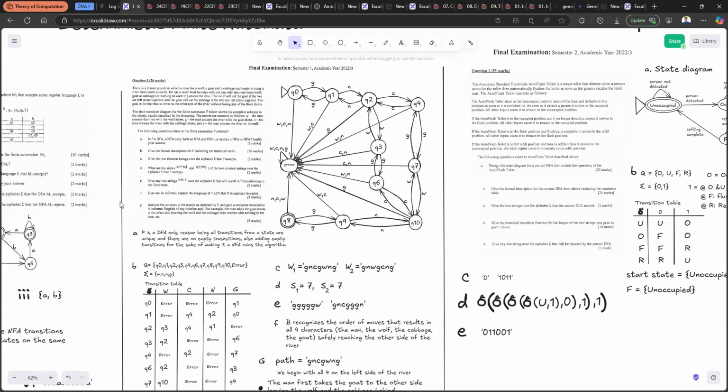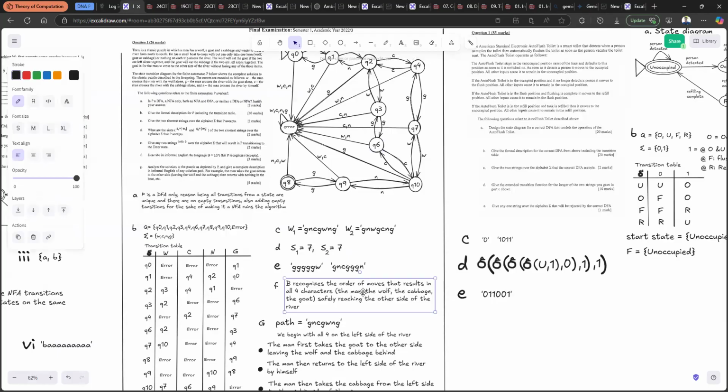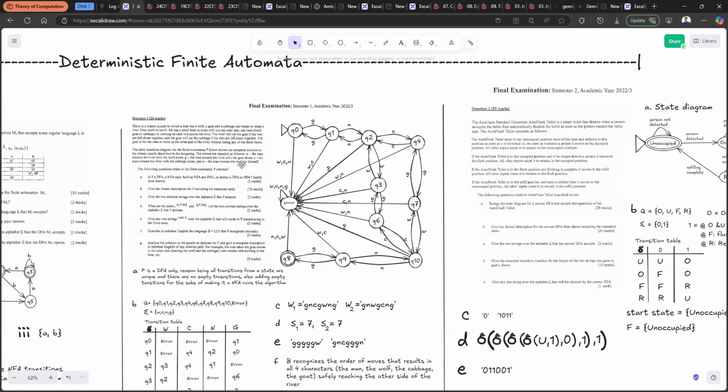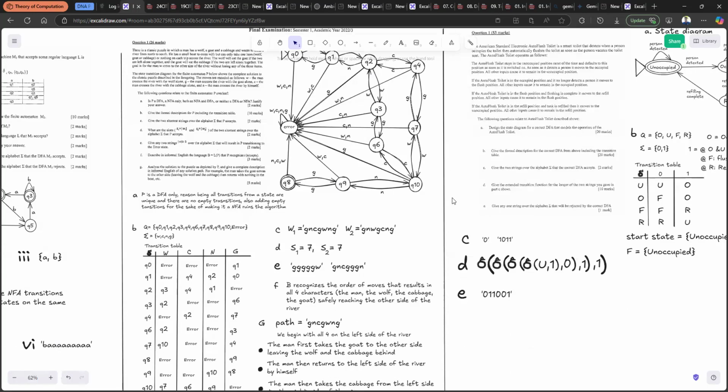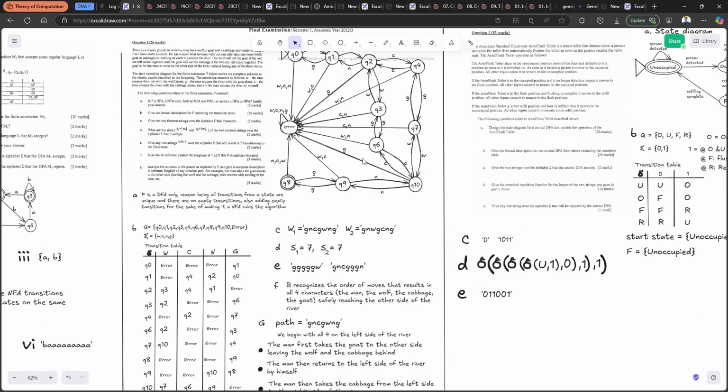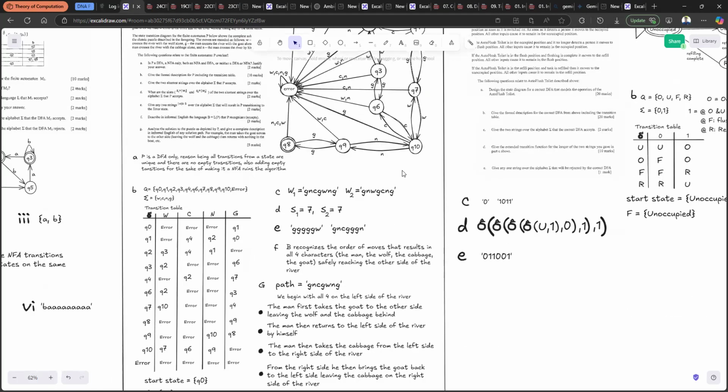Then F says, describe in informal English the language that P recognizes. It recognizes the order of moves that will result in all four characters safely reaching the other side of the river, because that's what the algorithm was for. That's what the question said in the beginning: you're trying to get all four to the other side safely, because the wolf will eat the goat and the goat will eat the cabbage, so you can't leave them together. So that's what this algorithm is designed to do.